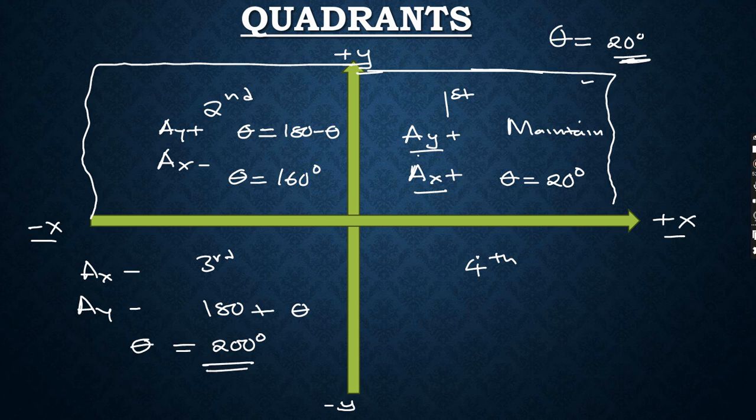In the fourth quadrant, just know that the x component is positive and the y component is negative. To find the direction, it is now 360 minus the angle theta. So in this case, we would have 360 minus 20, which is 340. Okay, so guys, this is everything you need to know about vectors.